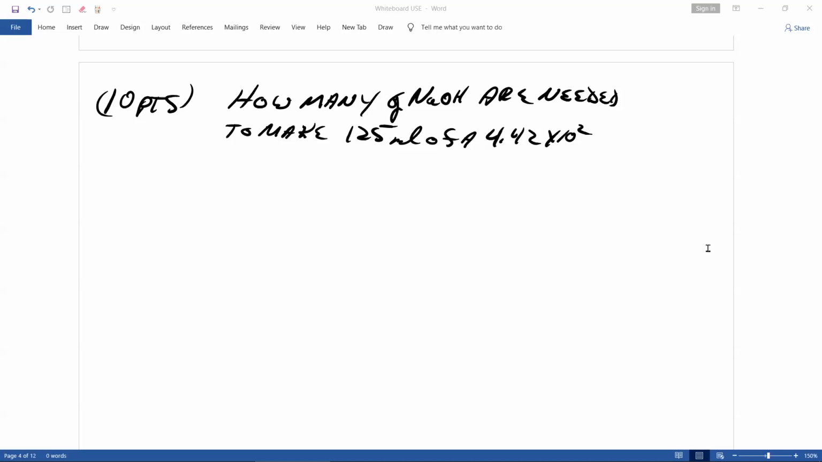How many grams of NaOH are needed to make 125 milliliters of a 4.42 times 10 squared molar, oh, I gave it away, capital M, NaOH solution? All right, first of all, right here, write down what you are being asked to find and what you are given. You got 30 seconds, go.